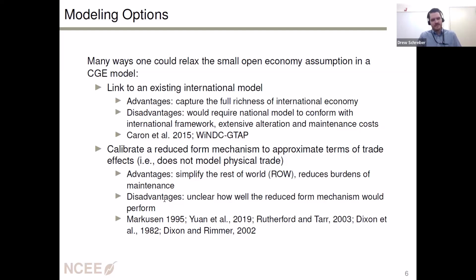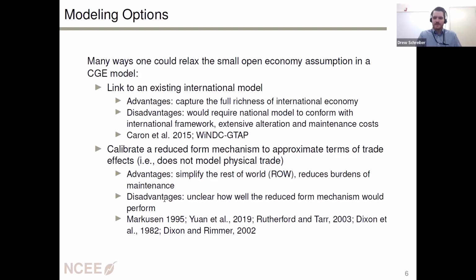One by Justin Caron et al. that link a model of the U.S. economy, looking at California energy policy, with the broader GTAP model. There's also this WIN-C GTAP effort that nests the subnational resolution of the data coming from the Wisconsin National Data Consortium within GTAP. So there are some examples here. There are some clear advantages in doing this.